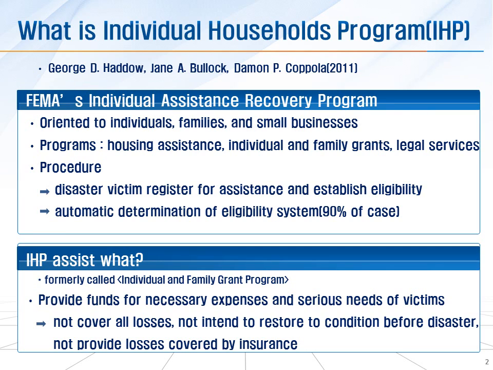First of all, I will explain what is Individual Household Program. IHP is kind of famous Individual Assistance Recovery Program. This program is oriented to individuals, families, and small businesses, and the programs include temporary housing assistance, individual and family grants, and legal services. The disaster victim must first register for assistance and establish eligibility.